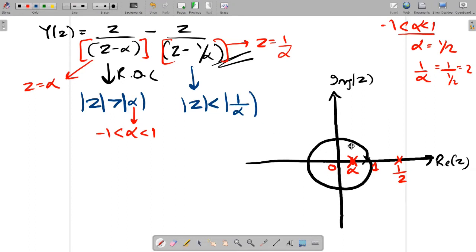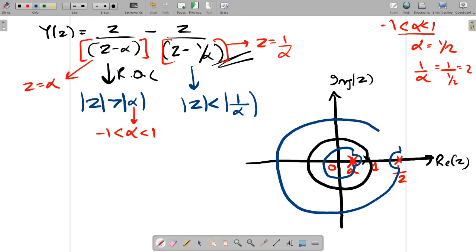Alright, what does the first ROC say to us? Mod z is more than alpha, which means it should be like this, right? More than alpha. And what is the meaning of mod z less than 1 by alpha? Now let us plot the ROC. Mod z is more than alpha means this region. And what is mod z less than alpha? It is this region. So this over here is alpha. So this is my ROC.